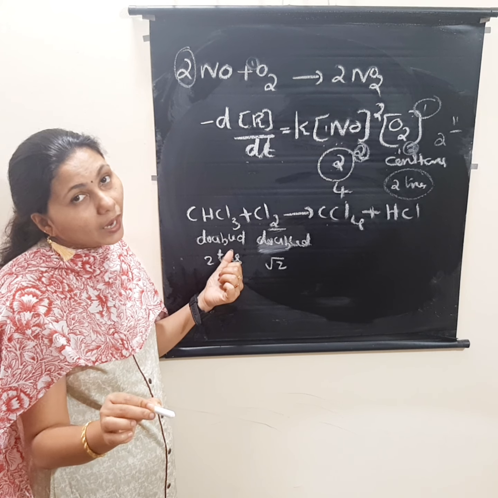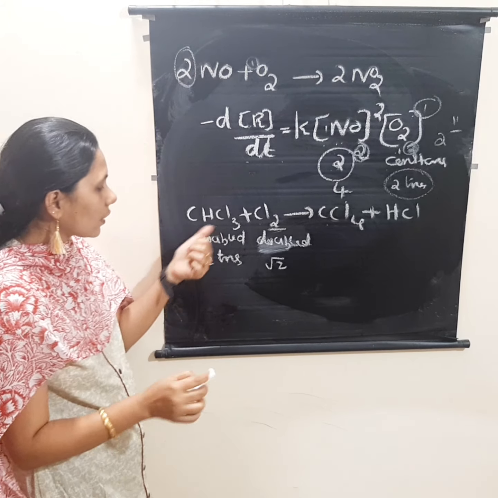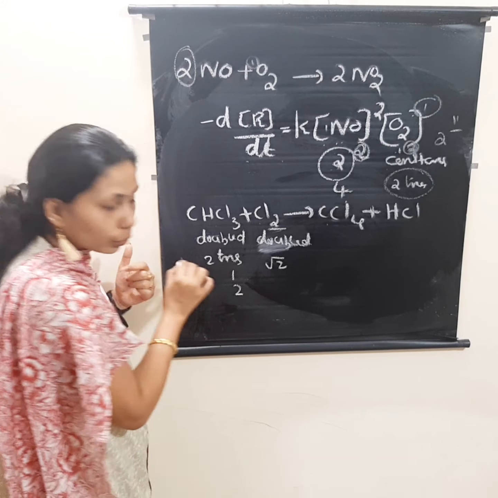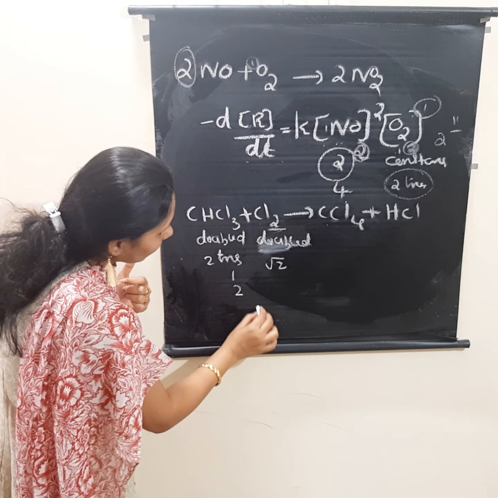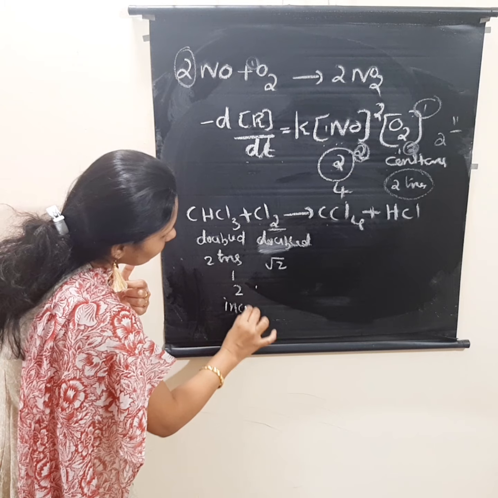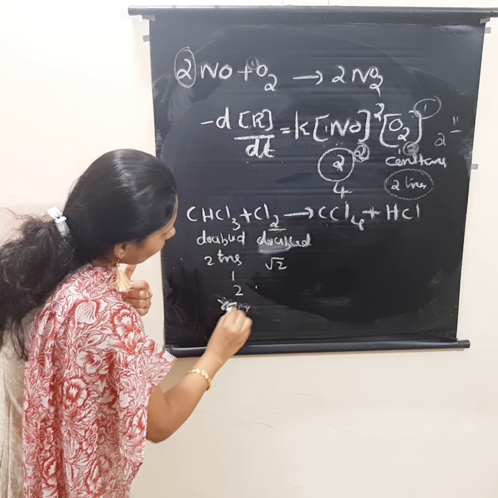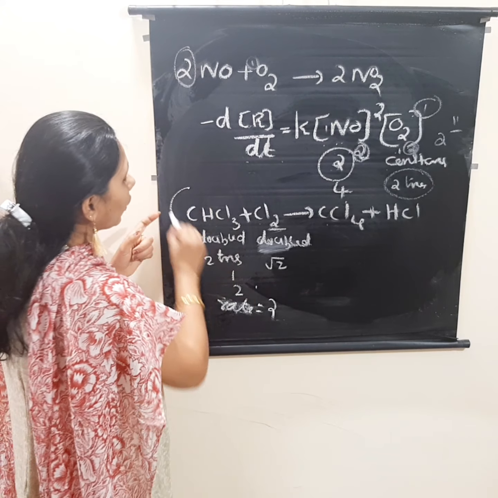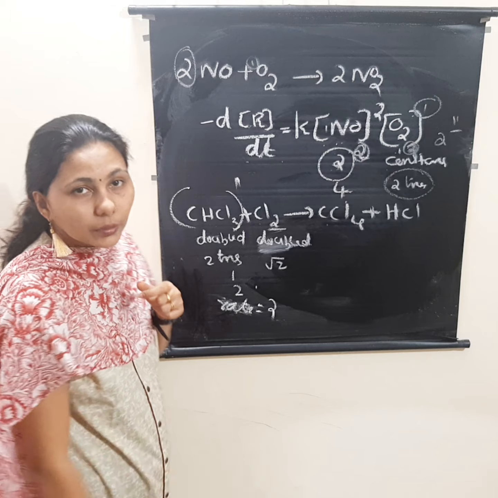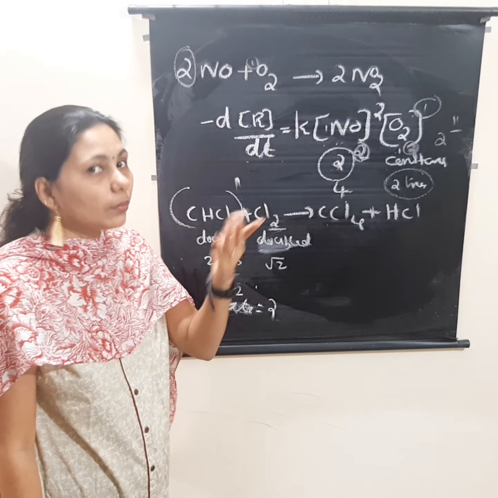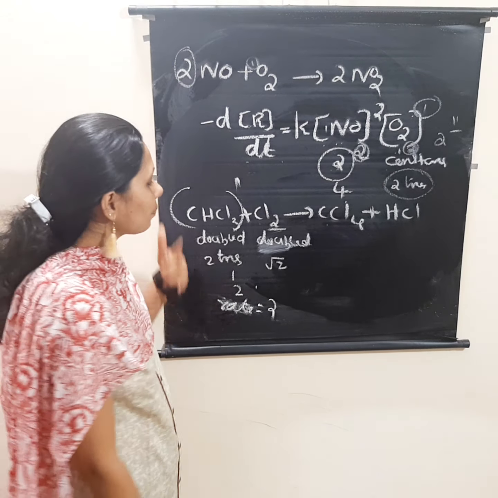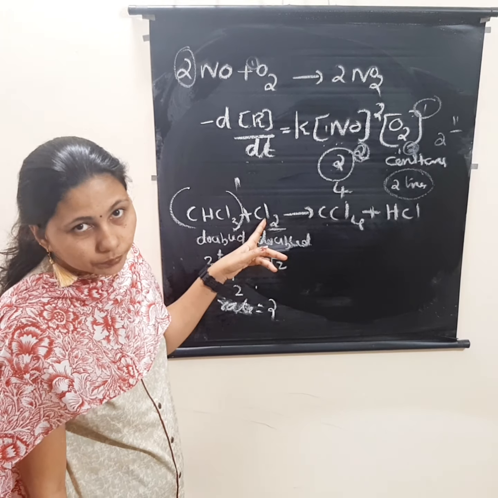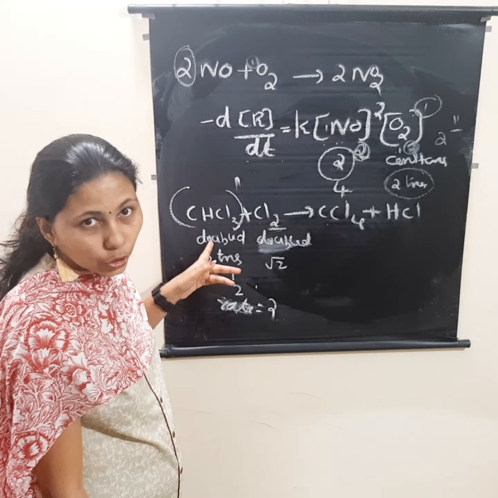It increased by 2 times only. So it was 1 for chlorine and 1 for chloroform, then it is doubled to 2. The rate of the reaction became 2 times. 2 times means the exponent will be 1, and only then does the rate become 2 times. Clear? Then next, they doubled the concentration of chlorine, keeping the chloroform concentration constant.